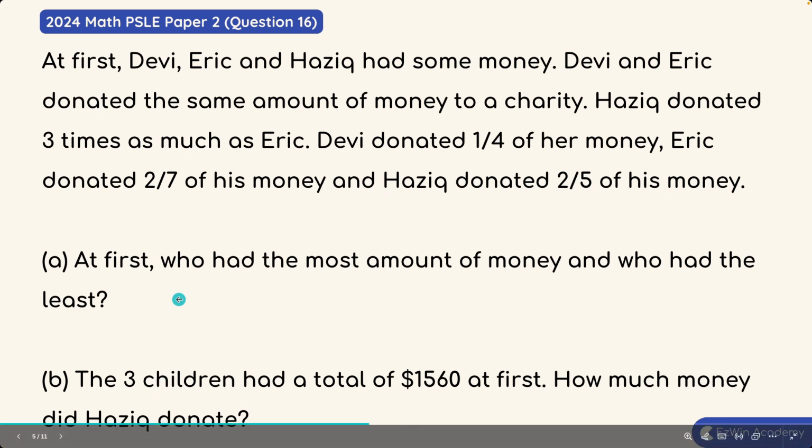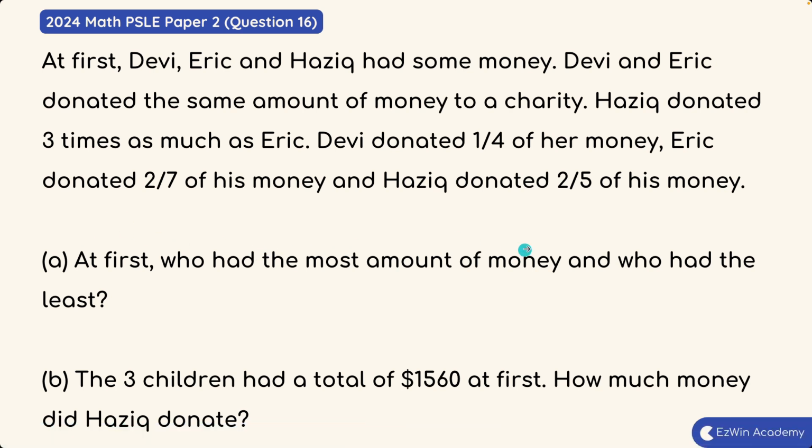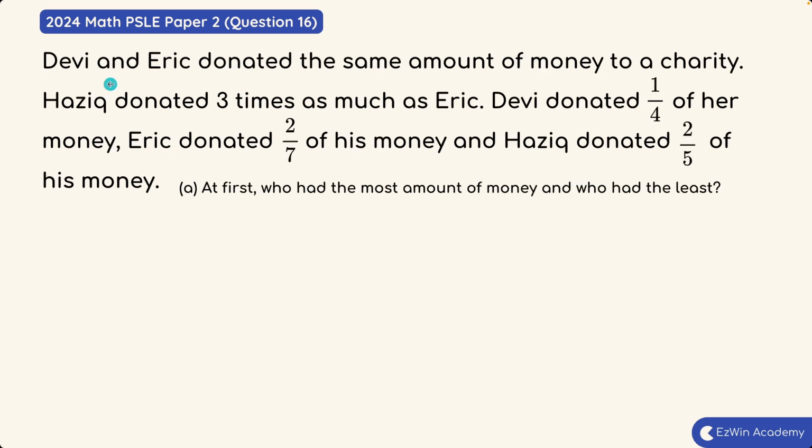So there are two parts to this question. The first part is, at first, who had the most amount of money and who had the least. The second part is that the three children had a total of $1,560 at first. How much money did Hazik donate? So I'm going to simplify the question by removing the second part, and we're going to focus on part A first.